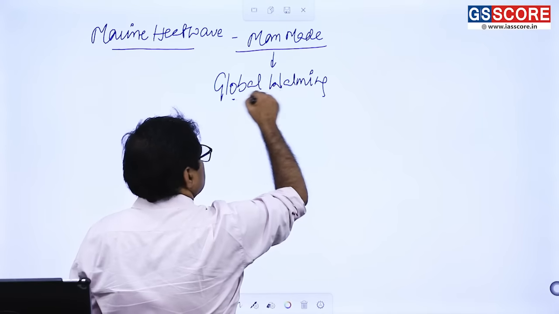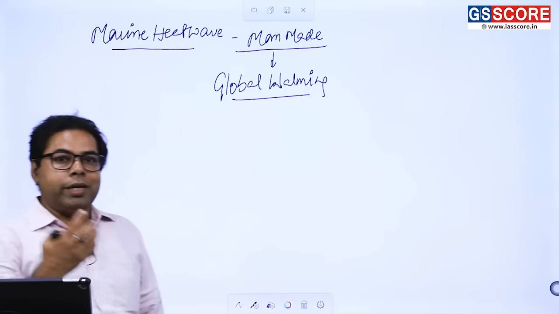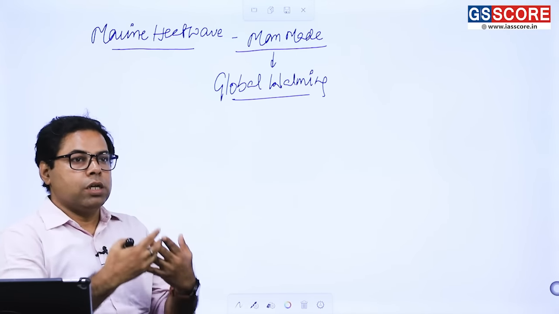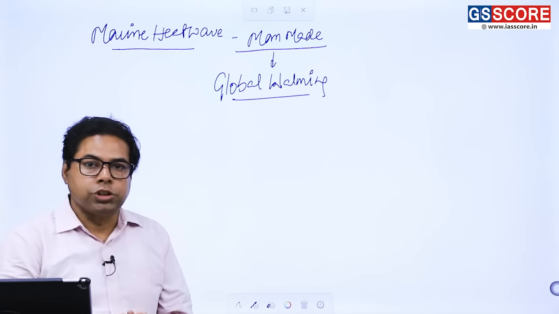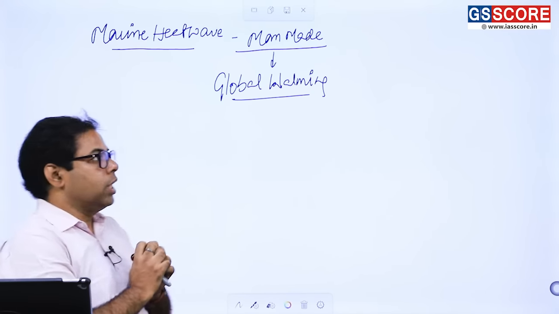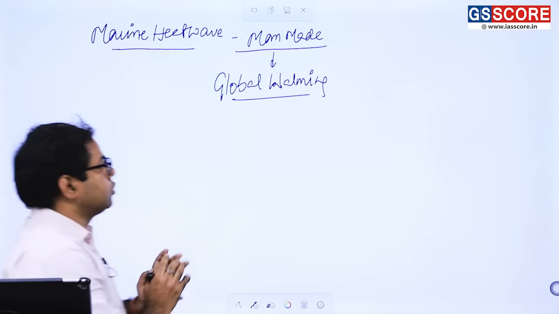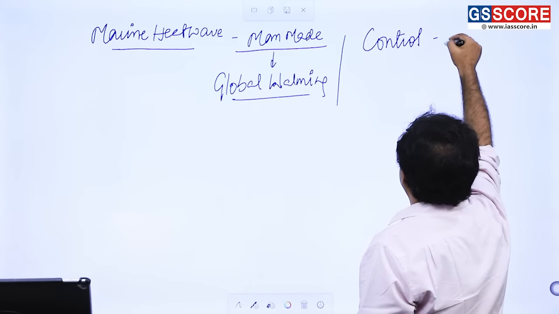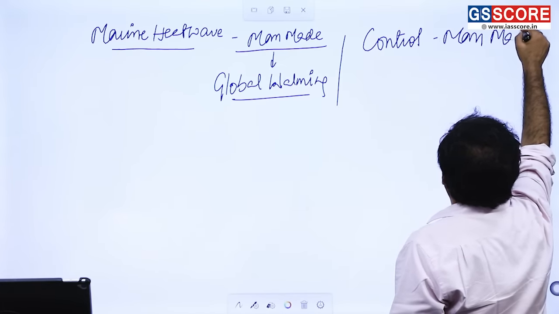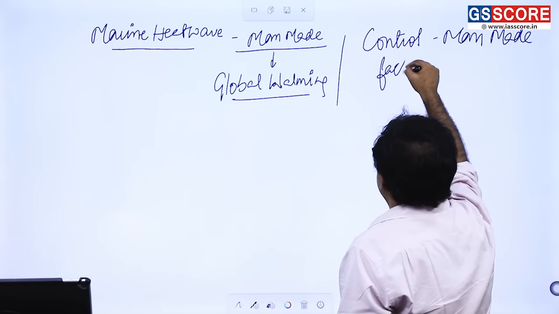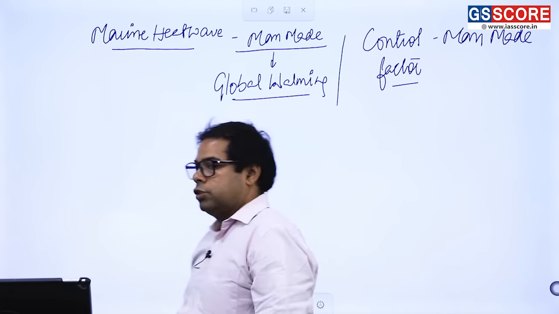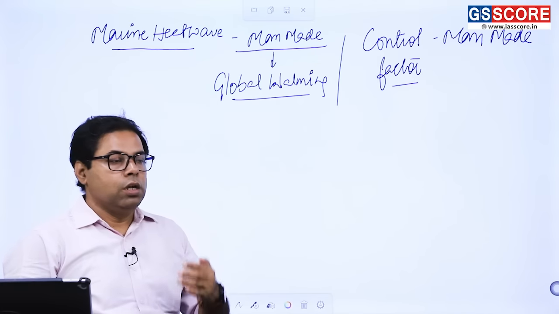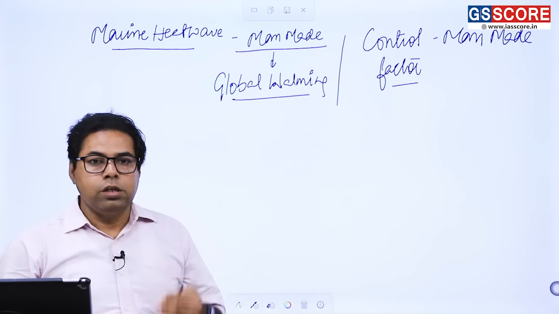Global warming is responsible for more intense rays of the sun reaching the surface, which is increasing the heat absorbing capacity of the oceans. So if we control those man-made factors, then the marine heat wave shall also reduce. Or we can also say that in future we can see a reducing trend of the marine heat wave.